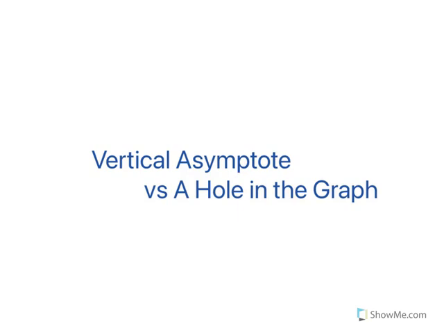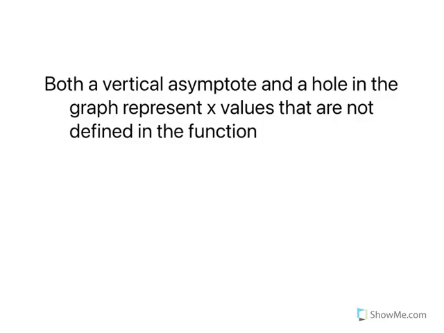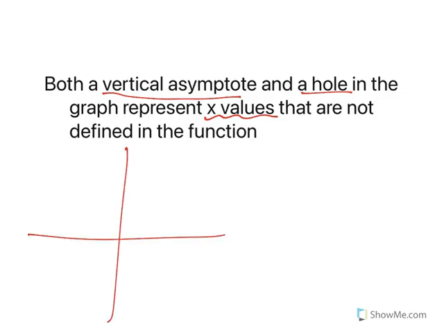Vertical asymptote versus a hole in the graph. First things first, both a vertical asymptote and a hole in the graph represent x values that are not defined in the function. You may remember that a vertical asymptote is a line where the graph will approach but never touch. So it's kind of a barrier within the graph.